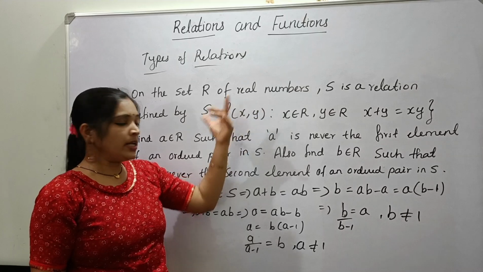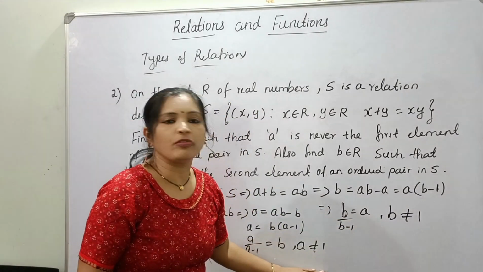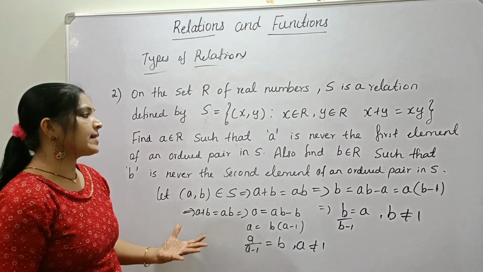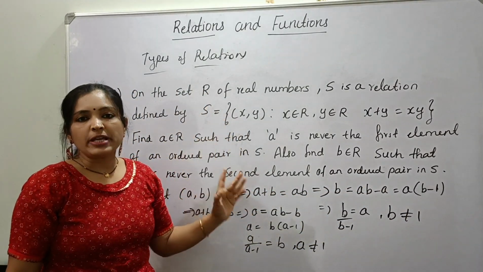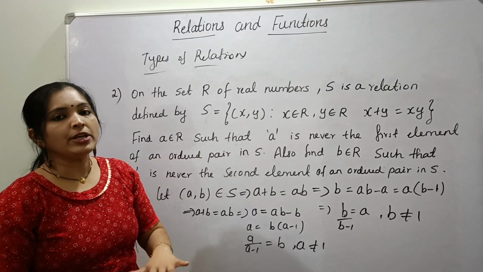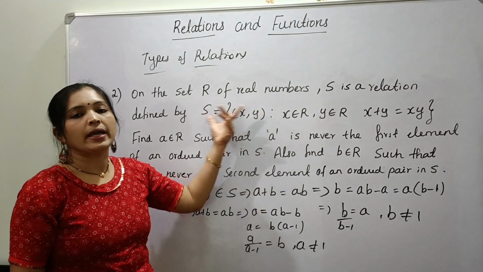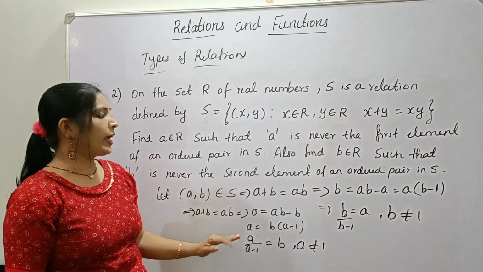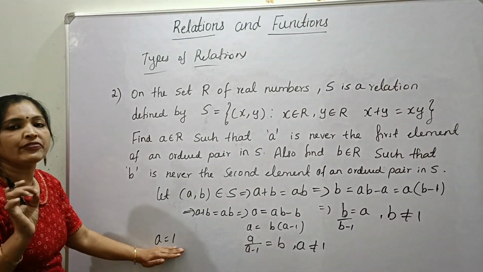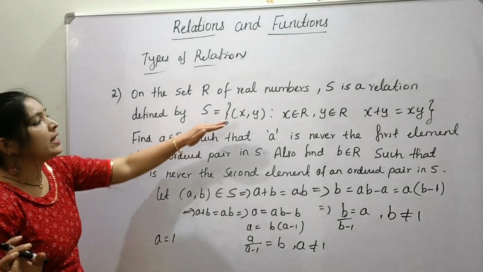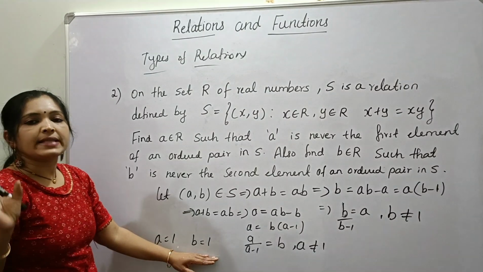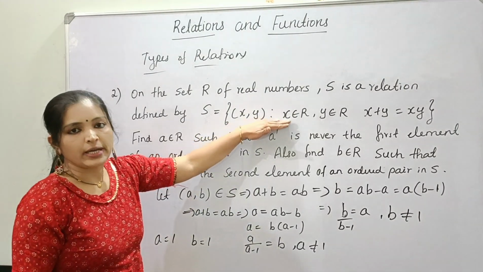Okay. If an element is in S, it should not be 1. A should not be 1, B should not be 1. Right? Therefore, our answer is A is equal to 1 and B is equal to 1, which are never the first element and the second element of the ordered pairs in S respectively. Therefore A is equal to 1 is never the first element of an ordered pair in S, and B is equal to 1 is never the second element of an ordered pair in S.